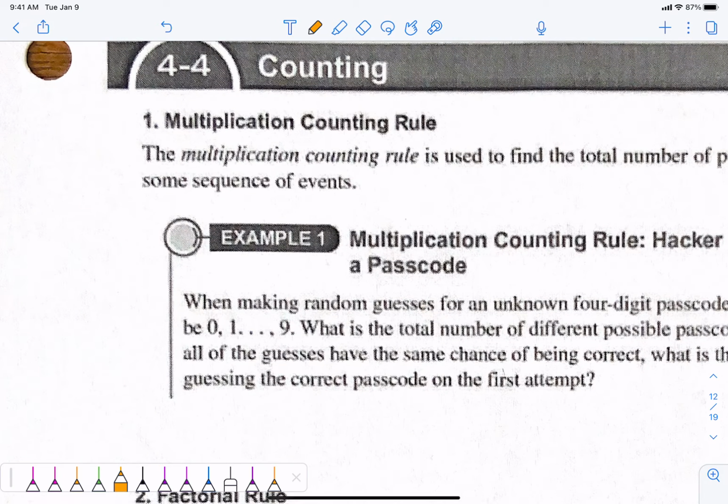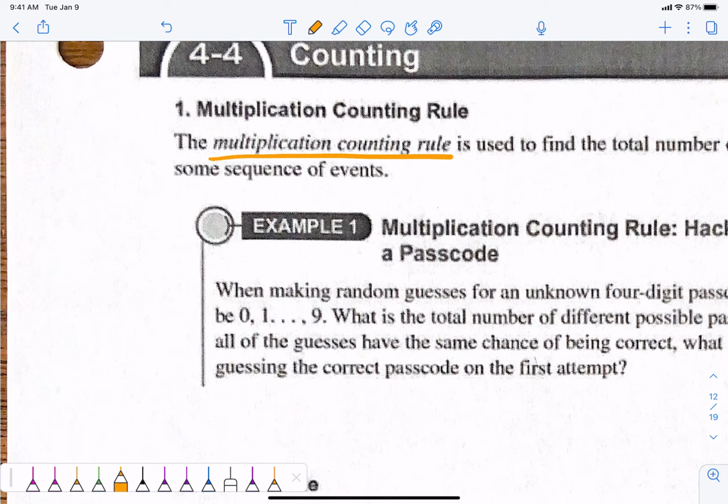All right, here we go. Number one, we have not gotten into permutation combination yet, okay? So don't be thinking that yet. This is just the multiplication counting rule. And I call that, in my other math classes, they call it the fundamental counting principle.